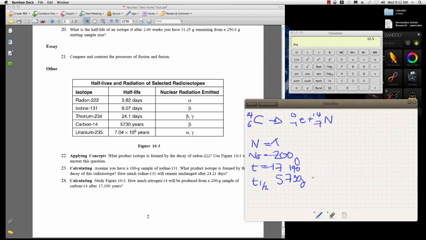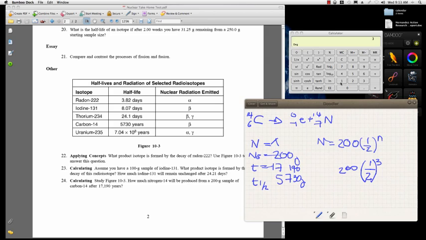5,730 years. All right. So now we can figure this out, that N is equal to 200, 1/2 to the n. We can solve n because n is equal to 17,190 divided by 5,730, which gives us a total of 3 half-lives. So once again, this is 1/2 raised to the 3rd power times 200.